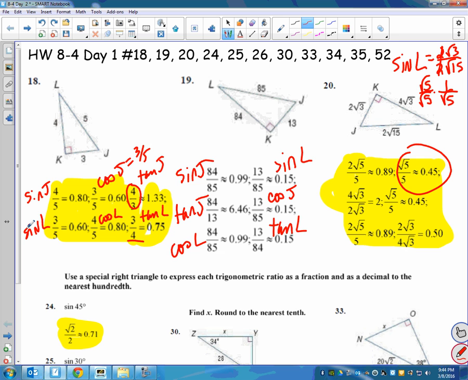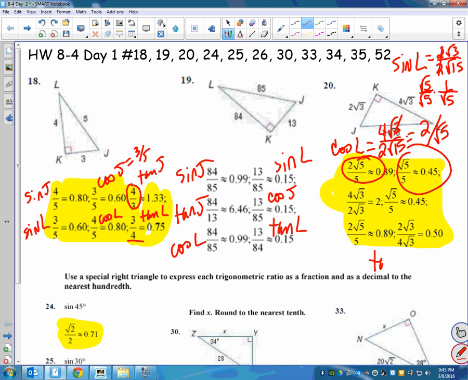If you did the cosine of L, cosine would be adjacent, which would be 4 square root of 3 over hypotenuse, which would be 2 square root of 15. Now 4 divided by 2 gives me 2, and square root of 3 divided by square root of 15 gives me that square root of 5 on the bottom. Again, they're just multiplying on the top and the bottom, so that's where you get this answer.